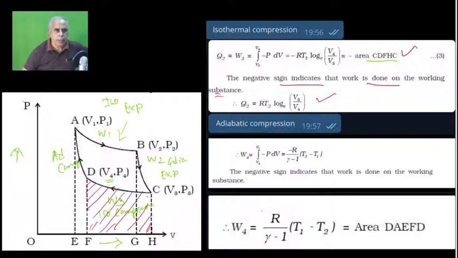So D to A I can indicate like this. And what is the curve here? DA is the curve. So this is the area under the curve. Are you able to follow? So you can find these two types of compression.